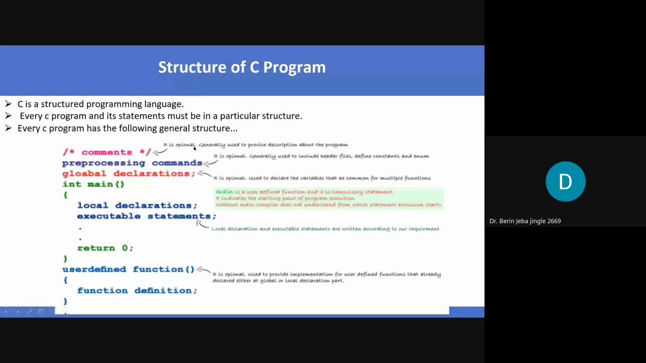See the comments, whatever. The title of the program, adding two numbers, we can give using slash star comments. Using comments we can explain a particular line, or we can give the title of the program. Comments can be given using slash star, comments, star slash.